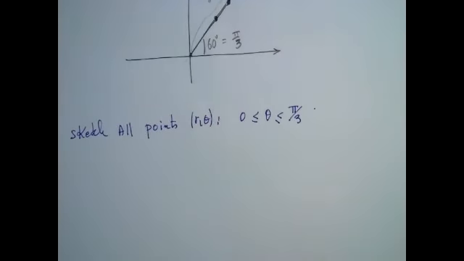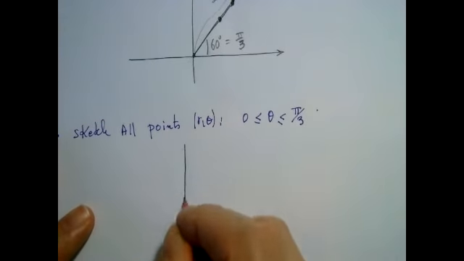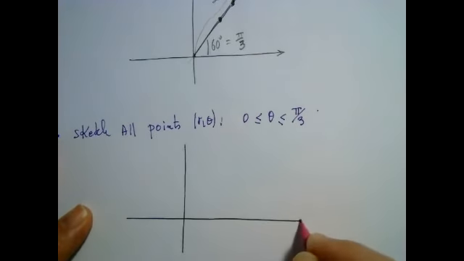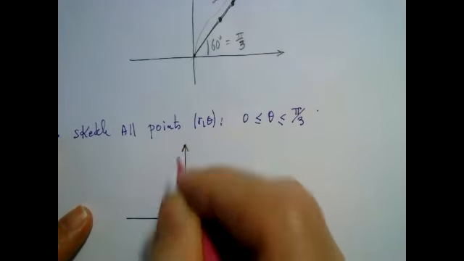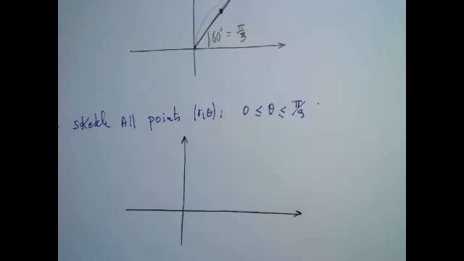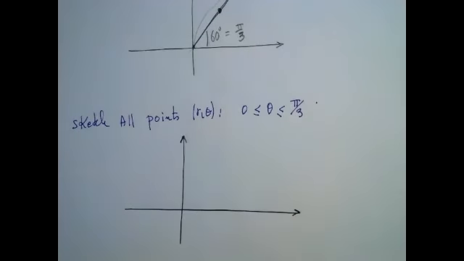Again, I want all of you to think about that. I'm allowing r to be anything you want, but I'm putting a condition on the angle. So it's a piece of pie between the origin and pi over 3.